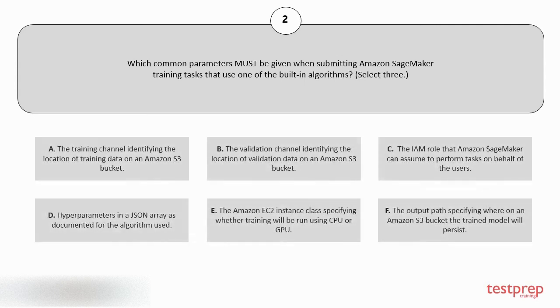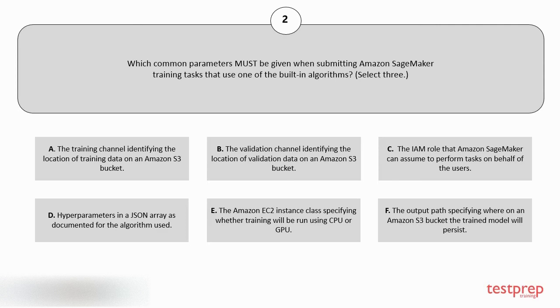Your options are: A. The training channel identifying the location of training data on an Amazon S3 bucket. B. The validation channel identifying the location of validation data on an Amazon S3 bucket. C. The IAM role that Amazon SageMaker can assume to perform tasks on behalf of the users. D. Hyperparameters in a JSON array as documented for the algorithm used.